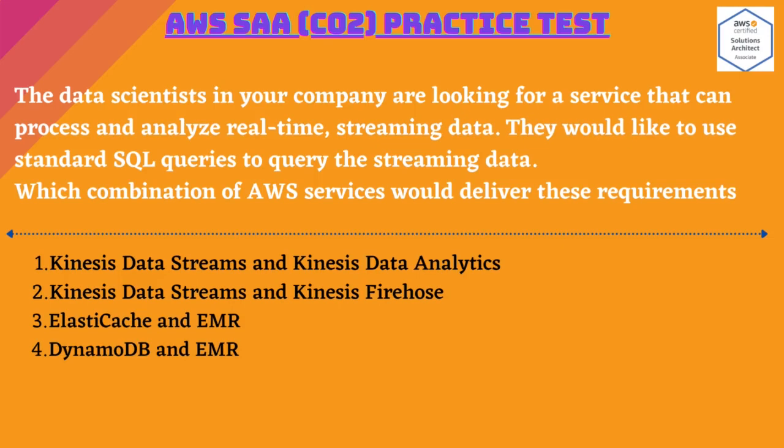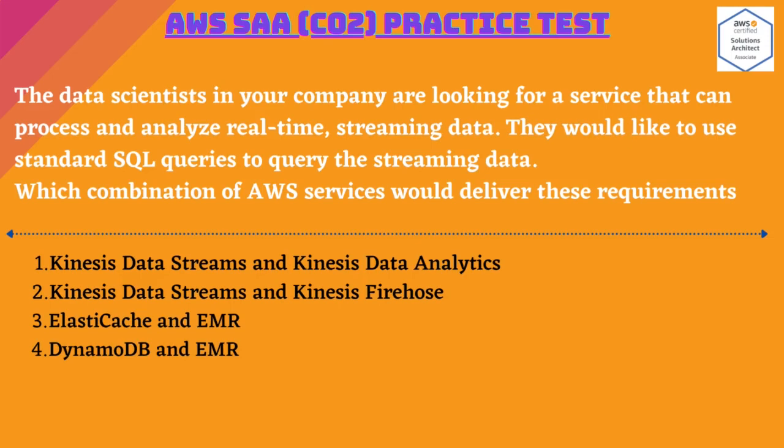The data stream is used to store the custom app to store or analyze streaming data for specialized need, and Firehose, on the other hand, cannot be used for running SQL service. So this combination is not the right one. ElastiCache and EMR. ElastiCache is an in-memory database, so it is not used for real-time streaming. And EMR is a Hadoop framework for big data, which cannot do analytics as well. So this is not the right answer.